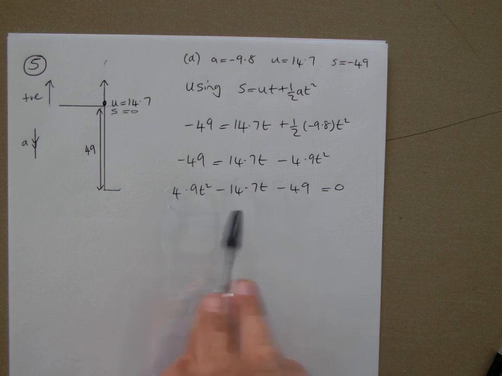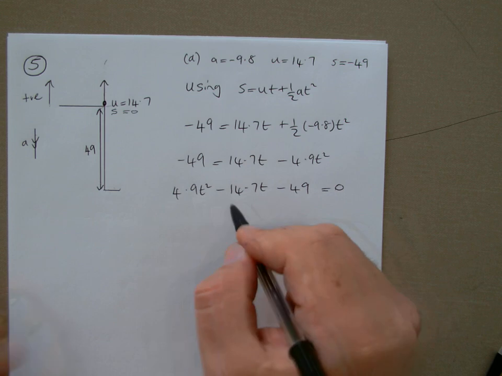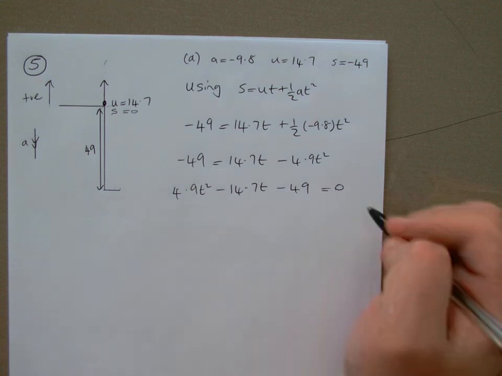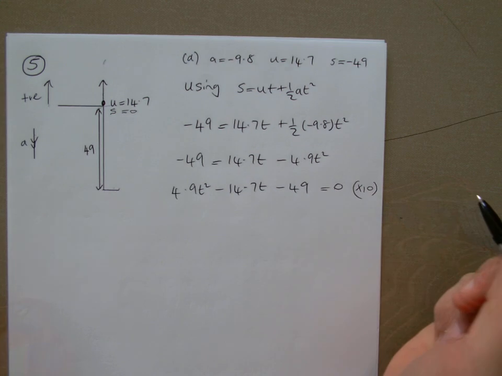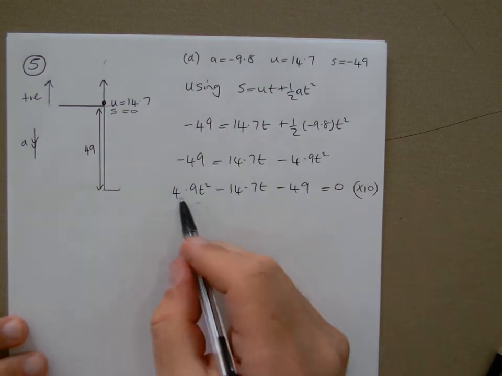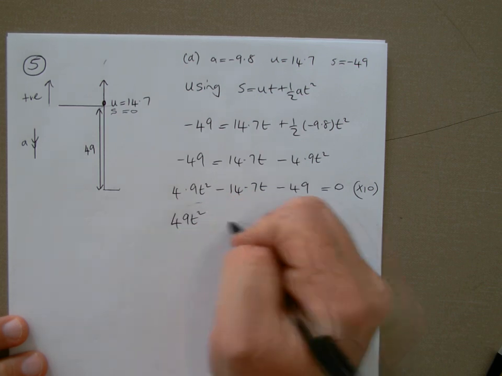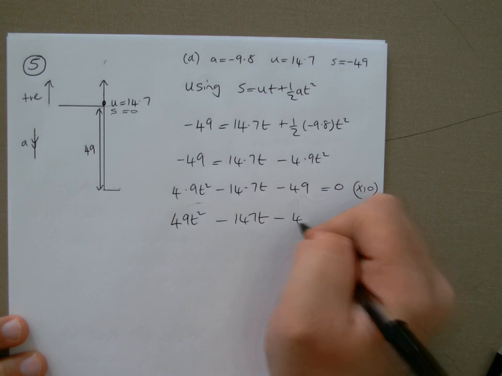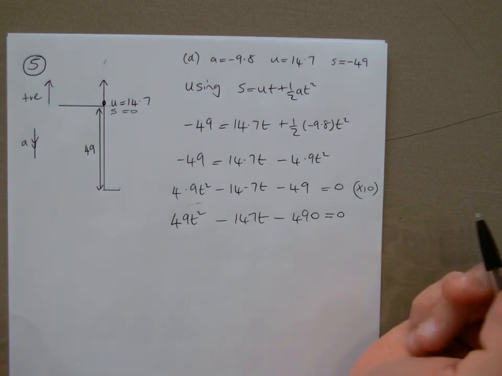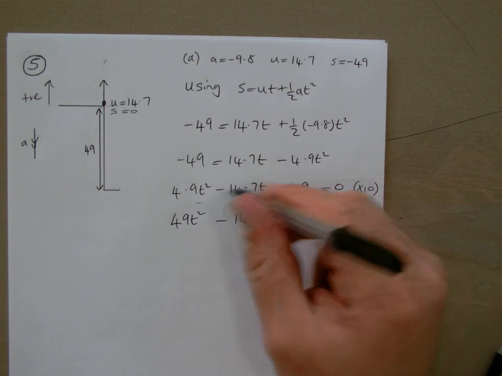You could use the formula method, but when you've got numbers like this, 14.7, 4.9, 49, they relate to one another really well. There's lots of ways you could change this into a nice looking quadratic, but one approach, you could just times it by 10 to start with. The reason why I would do that is it gets rid of the decimal point. So I've got 49t squared, times that by 10, you get 147t, times that by 10, you get 490.